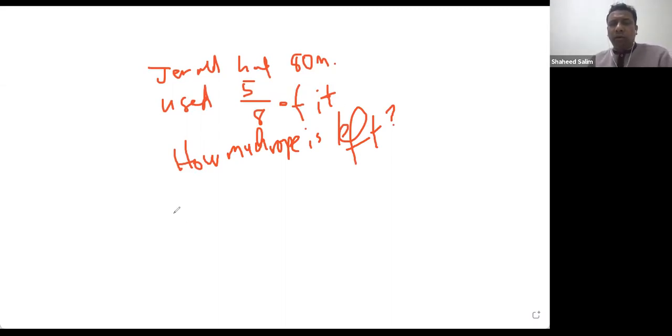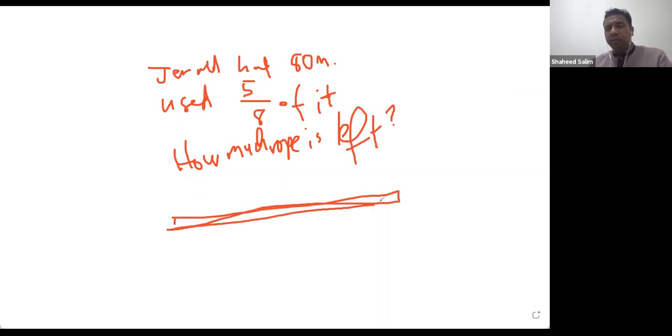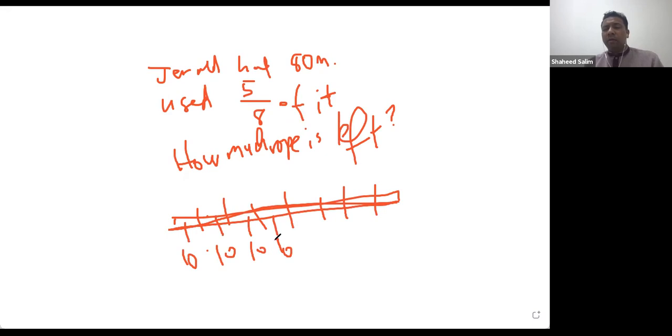So now the whole thing is 80 meters. Same thing, you divide into 8 parts. 1, 2, 8 parts. You find 1 part. How much is 1 part? 1 part is 80 divided by 8. You get 10. This one is 10. This one is 10. This one is 10. And this one is 10.